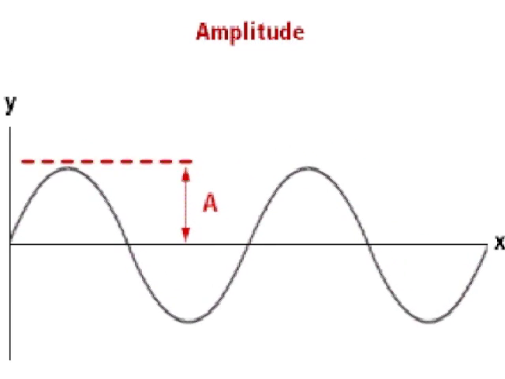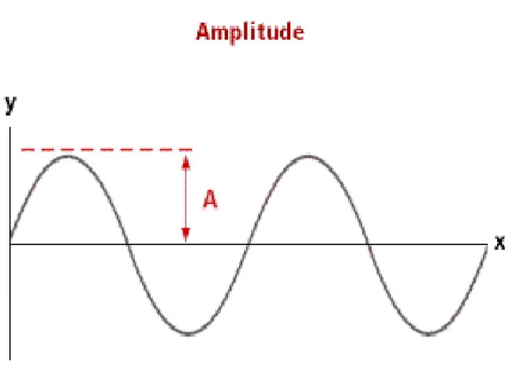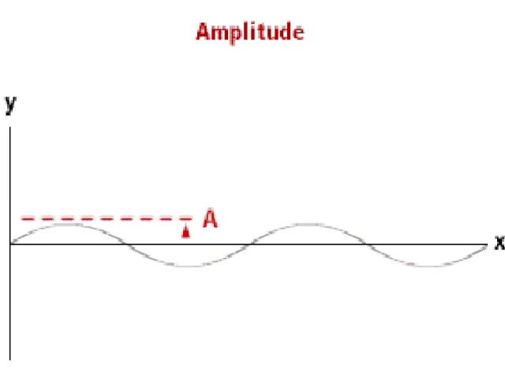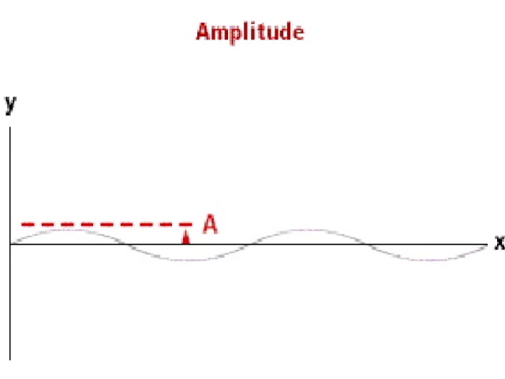The amplitude is the maximum distance that the motion reaches from its equilibrium position. The amplitude of the motion does not affect the period, wavelength, or speed of the wave.